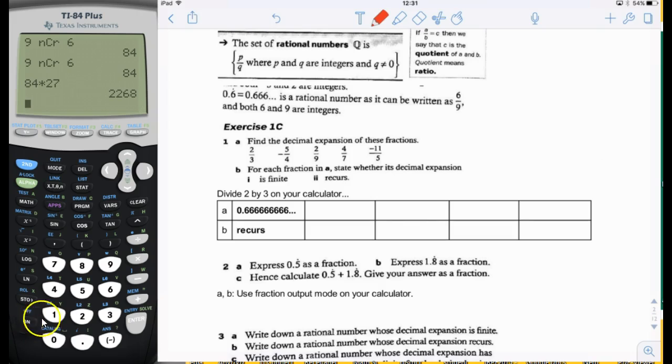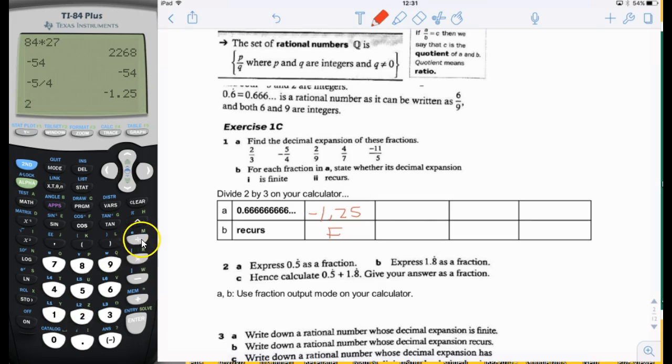So let's do negative 5 divided by 4. Negative 5 divided by 4. Negative 1.25. Is that finite or does it recur? It's finite because it just stops with the 5, right?